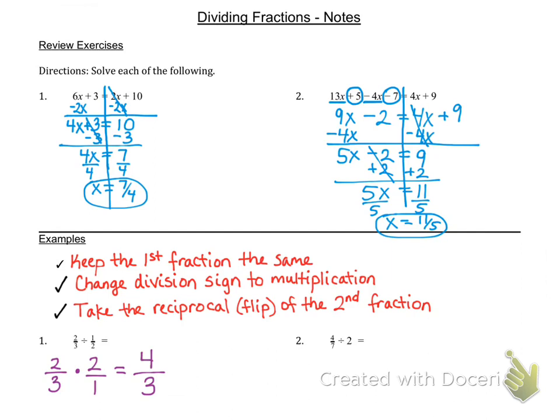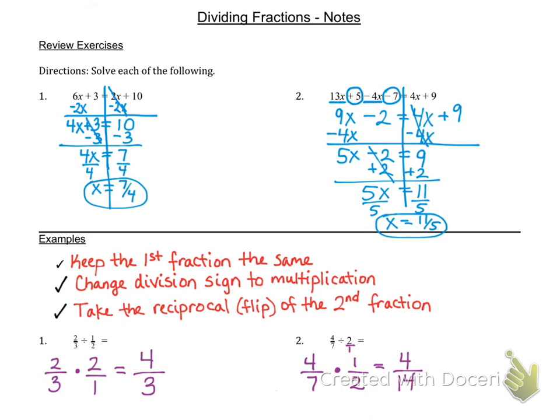Number 2, I'm going to keep the first fraction the same, 4/7, change division to multiplication, and then 2, remember, is the same thing as 2/1. So when I flip that, that's going to become 1/2. Now I'm going to multiply my numerators and denominators. So 4 times 1 is 4, and 7 times 2 is 14.